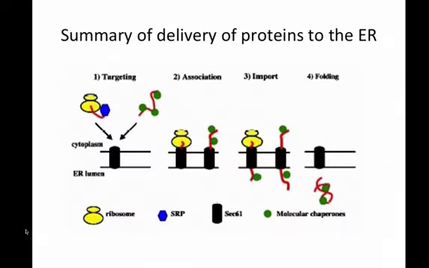Okay, here's our summary of delivery of proteins to the ER. Targeting, right? You have to have that protein targeted to the ER, and how is it targeted to the ER? Signal sequence recognized by SRP, right? So that's what gets it to the ER. Then it needs to bind, so that's your SRP receptor, and then it's imported into the ER, and then it needs to fold and be modified and whatever, right? Everyone feel good about that?